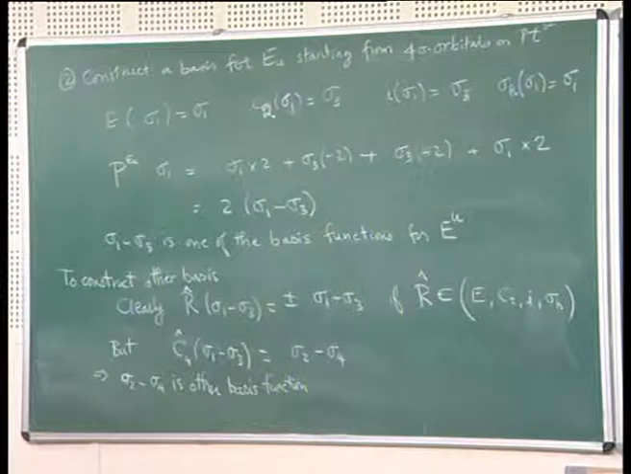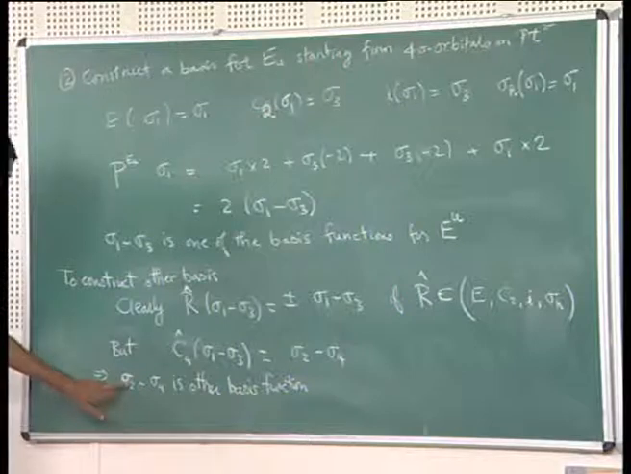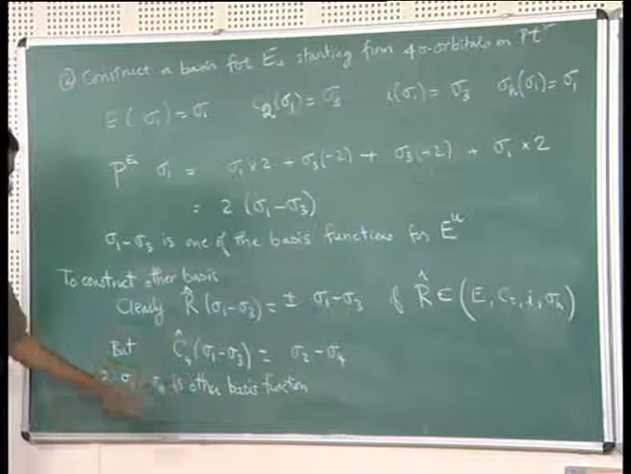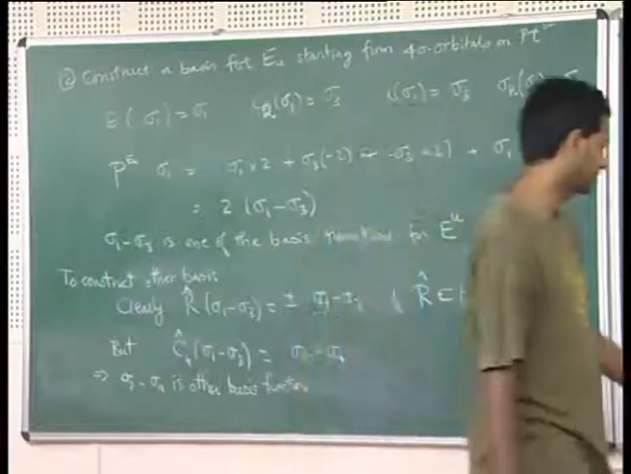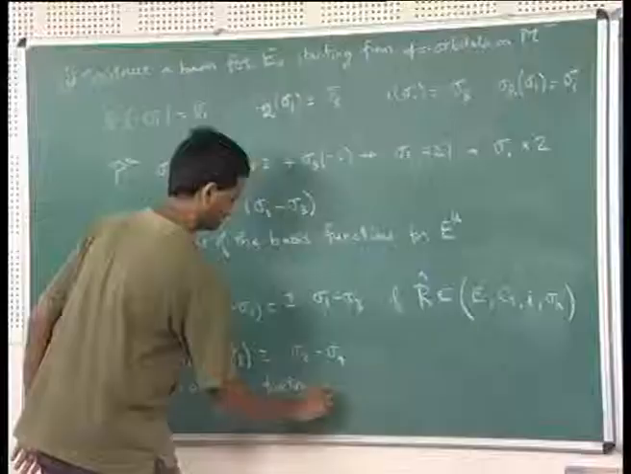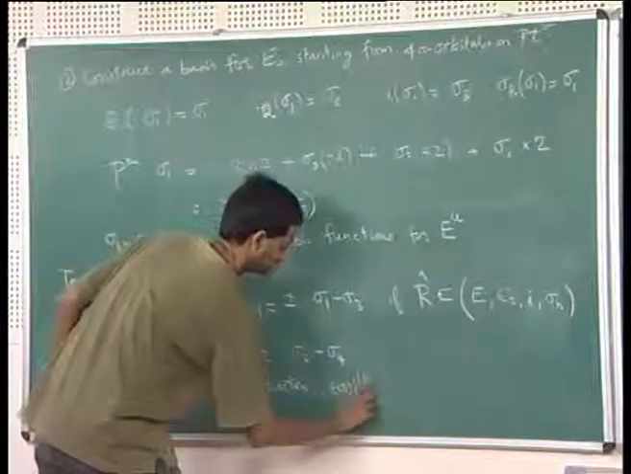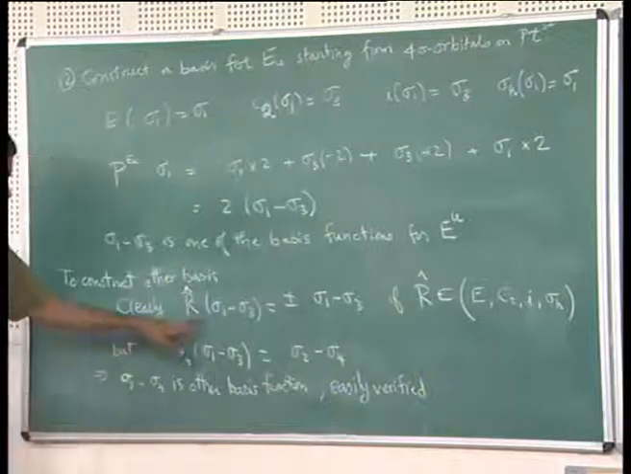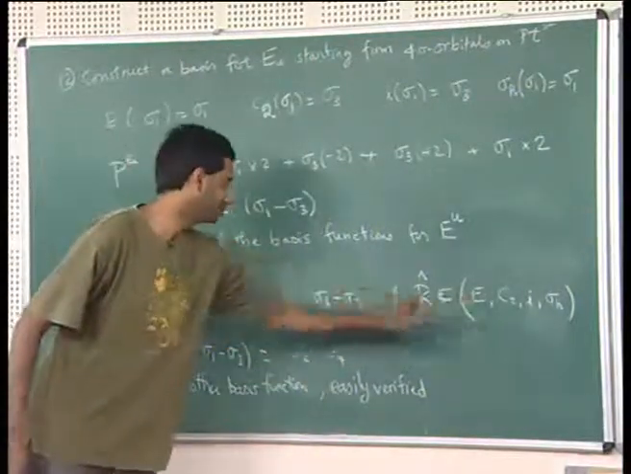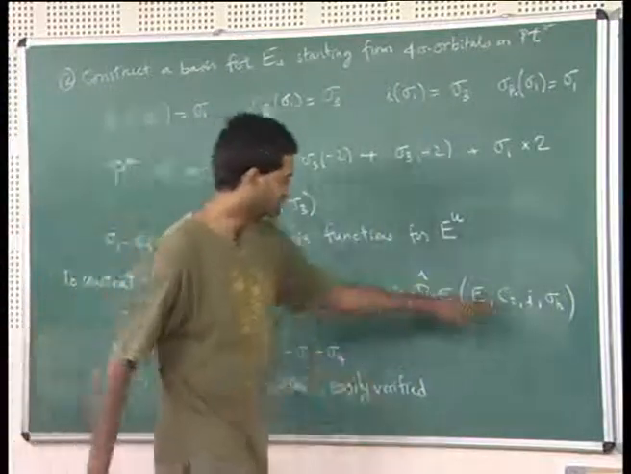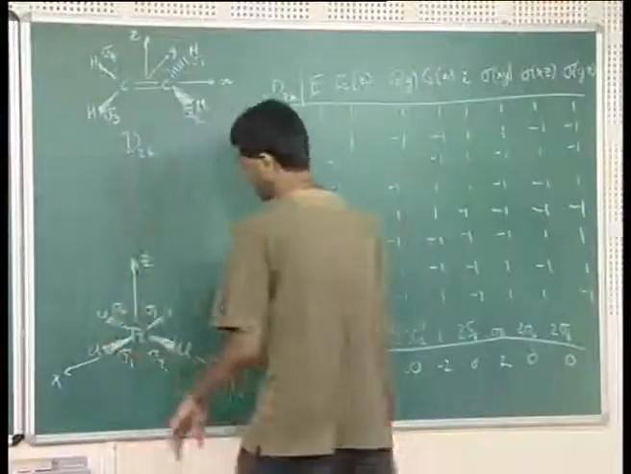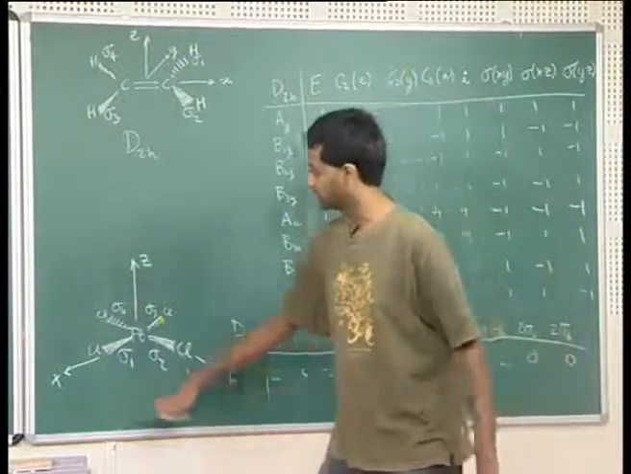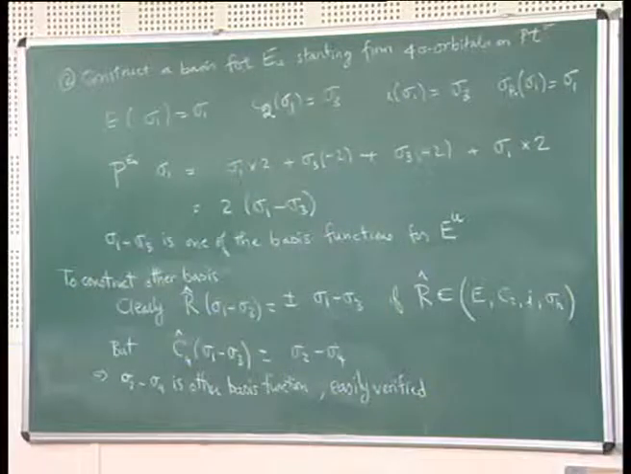And sure enough, if you look at sigma 2 minus sigma 4, this is easily verified. When you operate it by identity, you will get sigma 2 minus sigma 4. When you operate it by C2, you will get minus sigma 2 minus sigma 4, when you operate it by I, you will get minus sigma 2 minus sigma 4. When you operate it by sigma h, you will get sigma 2 minus sigma 4. So clearly this is the other basis function.